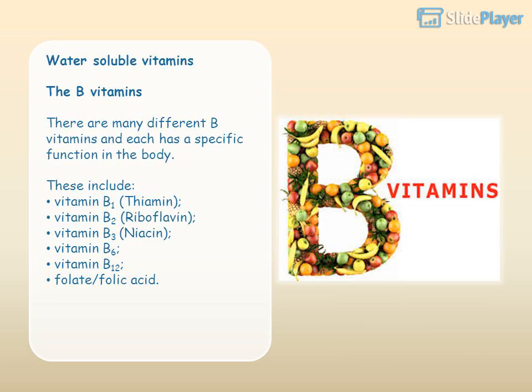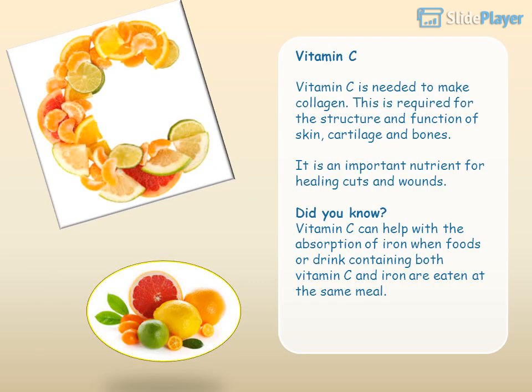Water-soluble vitamins. The B vitamins. There are many different B vitamins and each has a specific function in the body. These include Vitamin B1, thiamine, Vitamin B2, riboflavin, Vitamin B3, niacin, Vitamin B6, Vitamin B12, folate/folic acid. Vitamin C. Vitamin C is needed to make collagen. This is required for the structure and function of skin, cartilage and bones. It is an important nutrient for healing cuts and wounds.